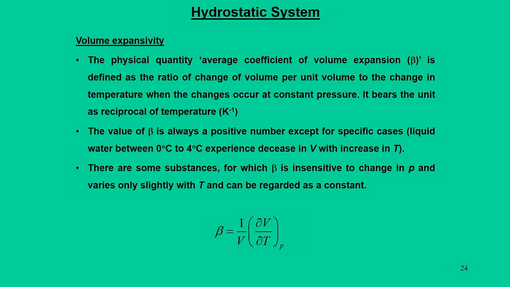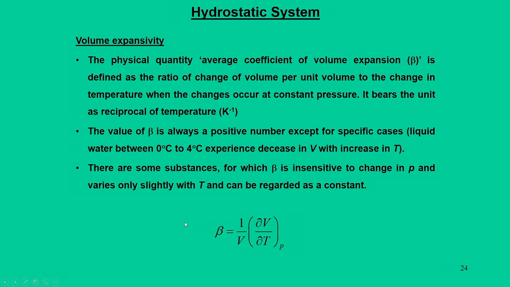Now, based on this, for a hydrostatic system, the first property that we are going to discuss is the volume expansivity. It talks about how volume changes with temperature while maintaining pressure constant. This parameter is represented as beta, which is the ratio of the change of volume per unit volume to the change of temperature when the change occurs at constant pressure. It has a unit of reciprocal of temperature.